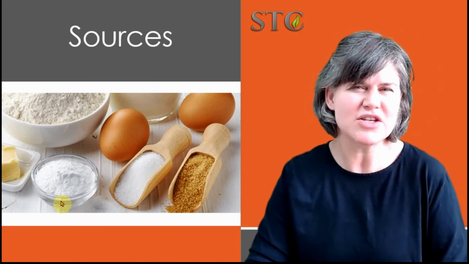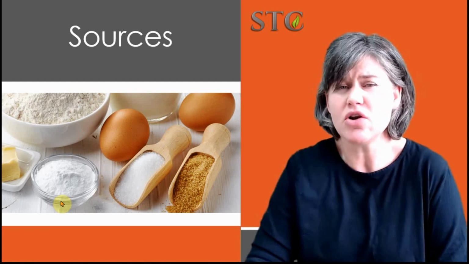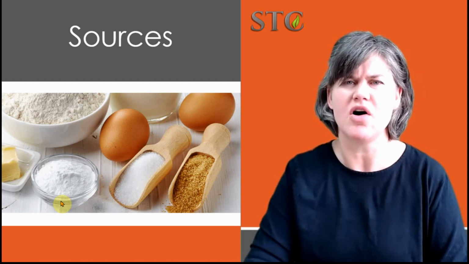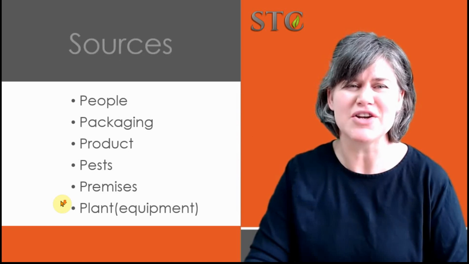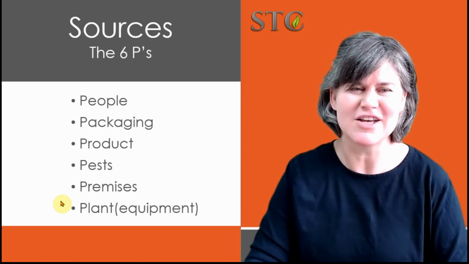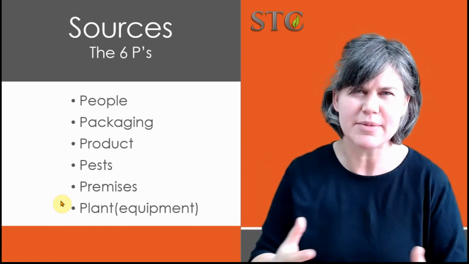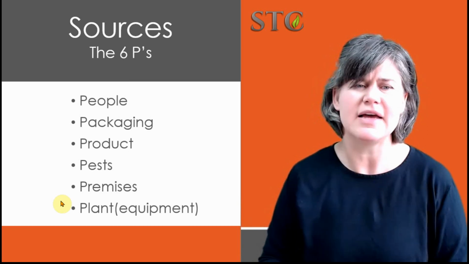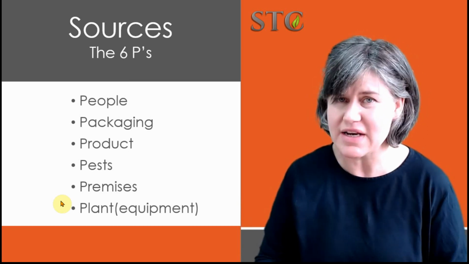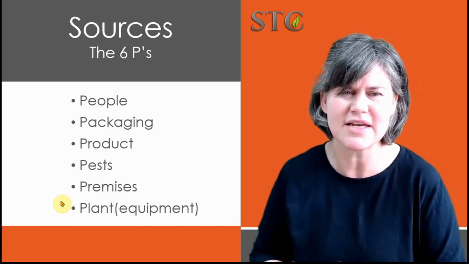Where do these contaminants come from? What are the sources of these contaminants? There are lots of different sources of contaminants that we need to look out for, and they are typically known as the 6 Ps. So we've got people, okay, that could be you and I contaminating the product. It could come in with the packaging. It could come in with the product, the ingredients. They could be contaminated when we receive them. So that's why we do our intake checks.